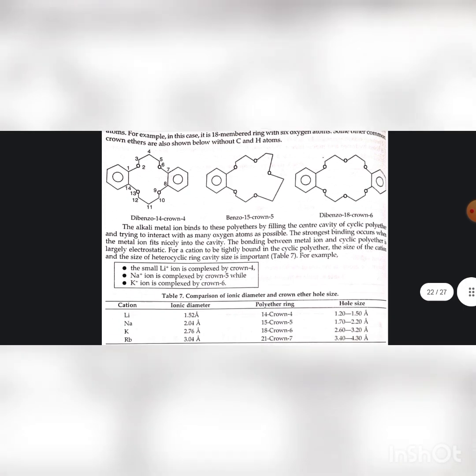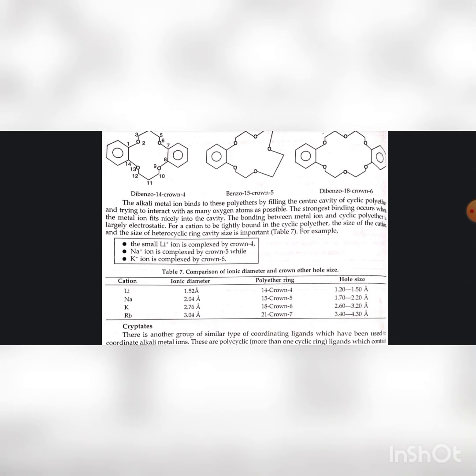Some other common crown ethers are also shown below without C and H atoms. The alkali metal ion binds to these polyethers by filling the center cavity of the cyclic polyether and trying to interact with as many oxygen atoms as possible. The strongest binding occurs when the metal ion fits nicely into the cavity. The bonding between metal ion and cyclic polyether is largely electrostatic. For a cation to be tightly bound in the cyclic polyether, the size of the cation and the size of the heterocyclic ring cavity are important.